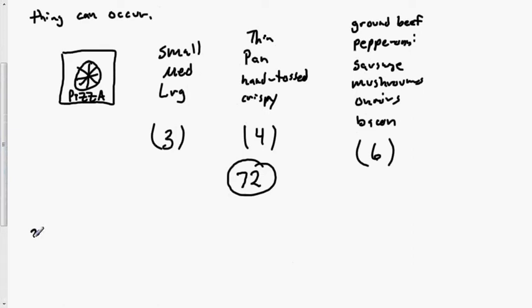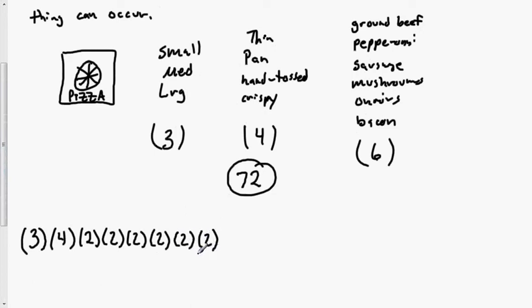I still have three different choices for the size, right? I have four different choices for my crust. Now I have to look at my choices for my toppings individually. So ground beef, how many choices do I have for ground beef? Either yes or no. That's two choices for ground beef. How many choices do I have for pepperoni? Two, either yes or no. What about sausage? Yes or no, I have two choices. Mushrooms, yes or no, I have two choices. Onions, two choices, yes or no. And bacon, two choices, yes or no.